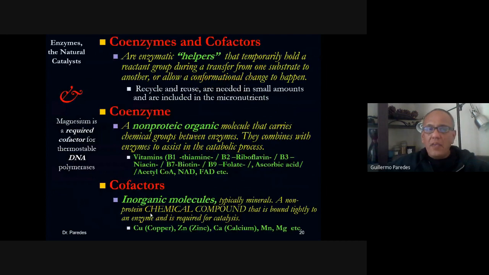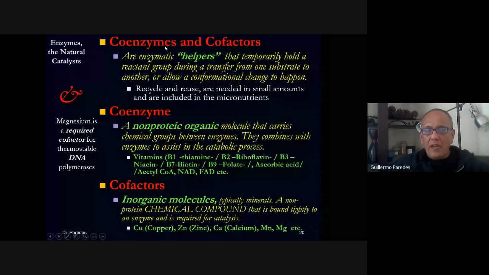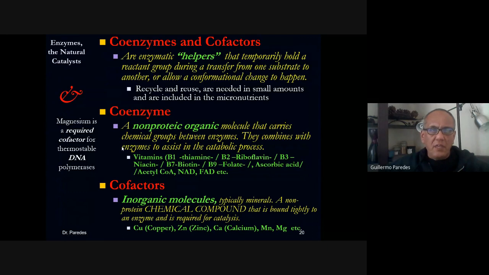Now we have other helpers. Those are enzymatic helpers, the coenzymes and the cofactors. So we have different vitamins. We have certain vitamins, A, B, C, D, E, K, right? And the B vitamins include B1, 2, 3, 4, 5, 6, 7, 9, 12, right?